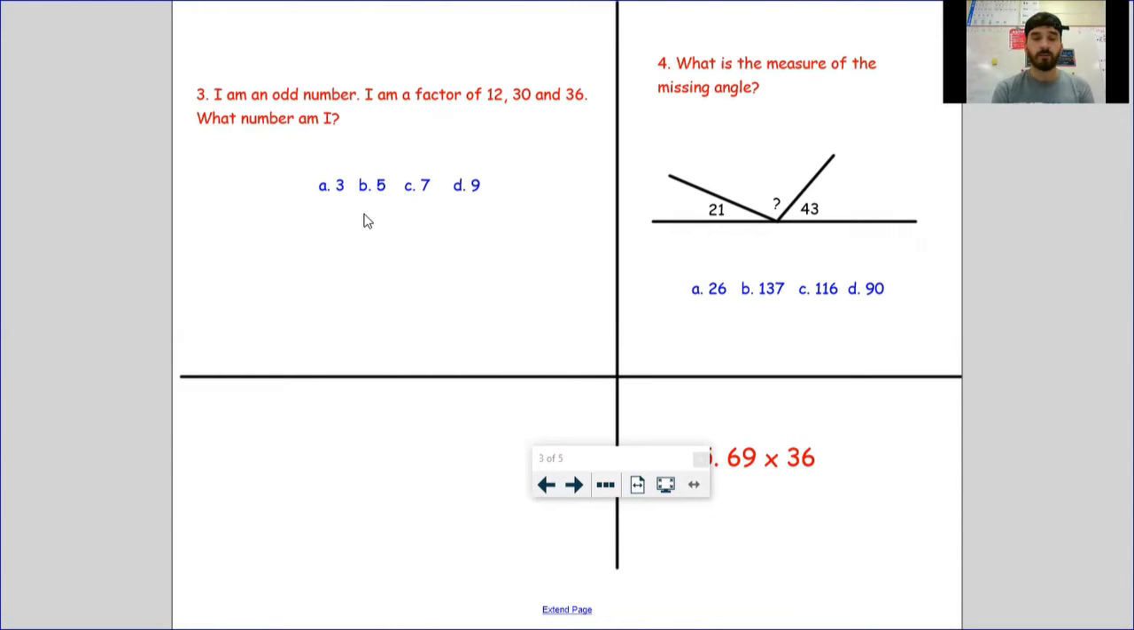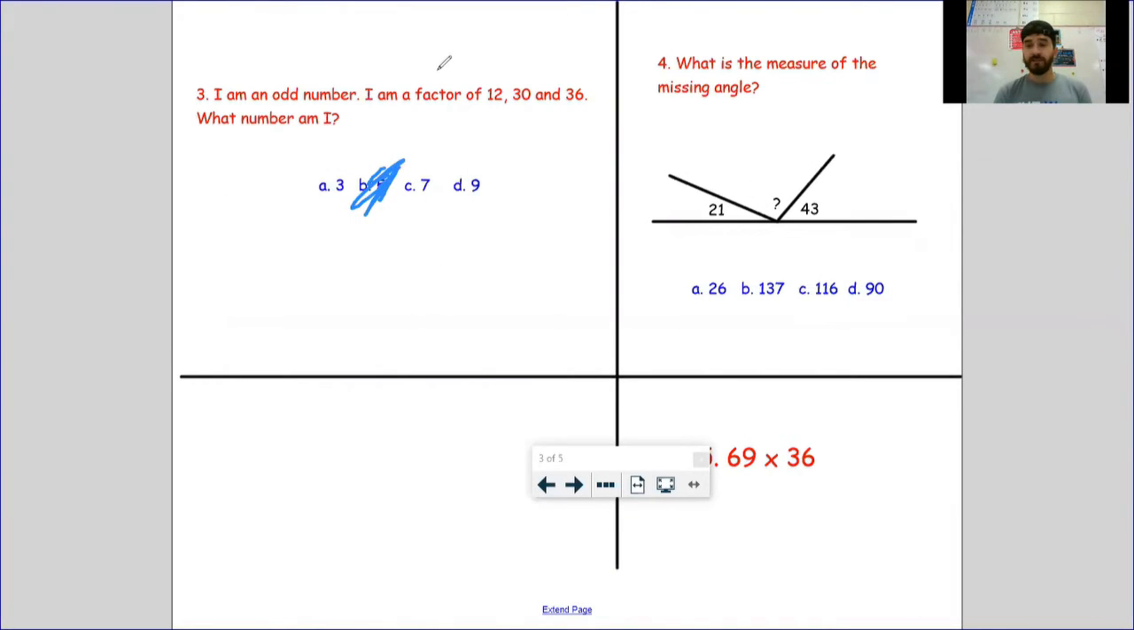Now, you can go ahead and get rid of 5 pretty quick because you know multiples of 5 have to end in 0 or 5. 12 doesn't, 36 doesn't. So get rid of that one fairly quickly. And then we're looking at 3, 7, and 9.